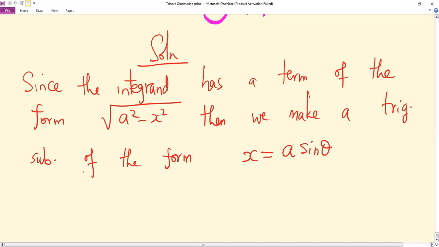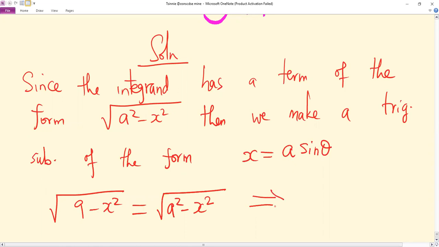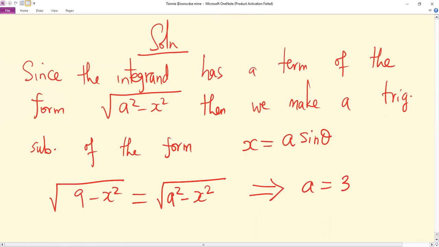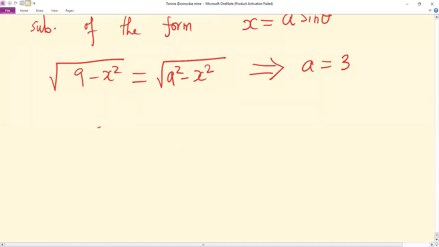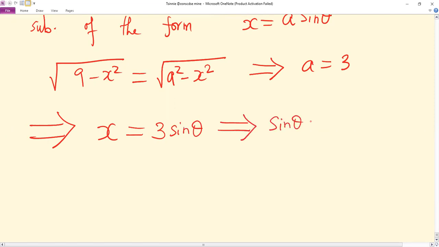So which tells us that this part, 9 minus x squared, is equal to terms of the form a squared minus x squared. It is not hard to see that a is 3, because 3 squared is 9. So in this question we are making the substitution x equals 3 sine theta. And this is the same thing as saying sine theta is the same as x divided by 3.